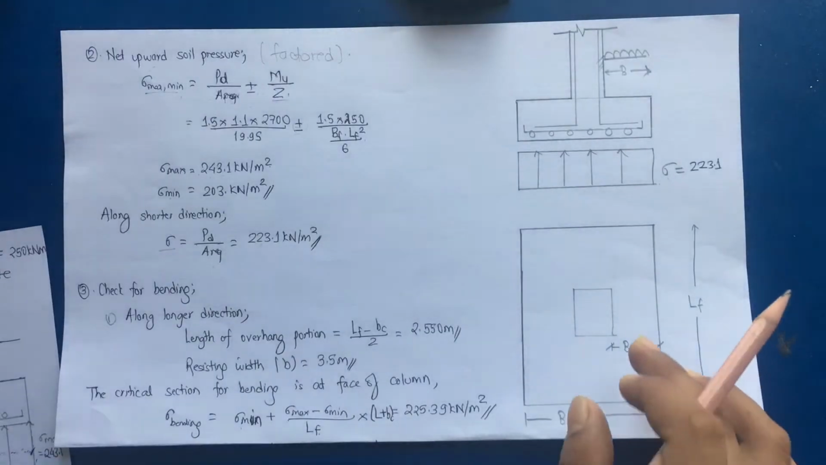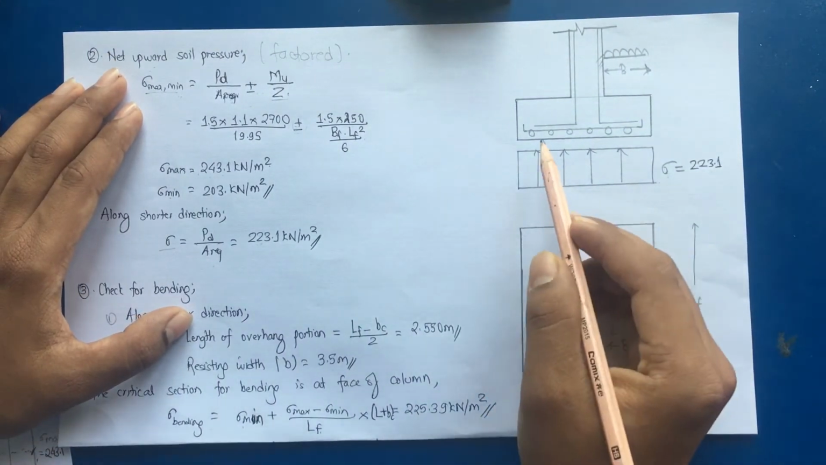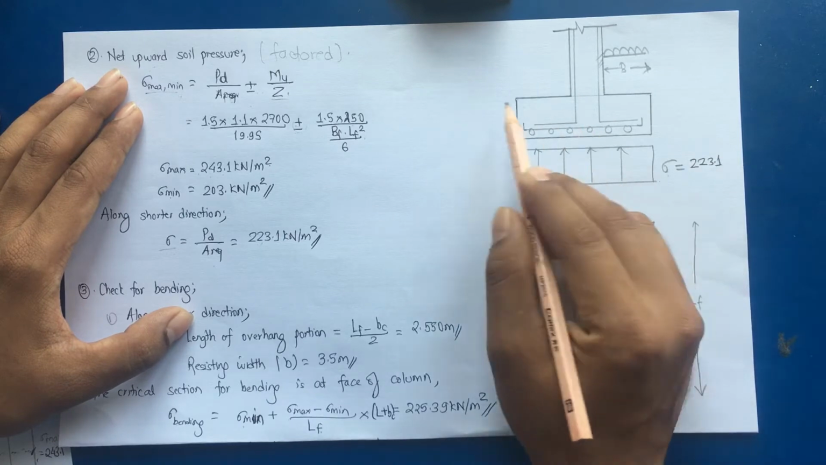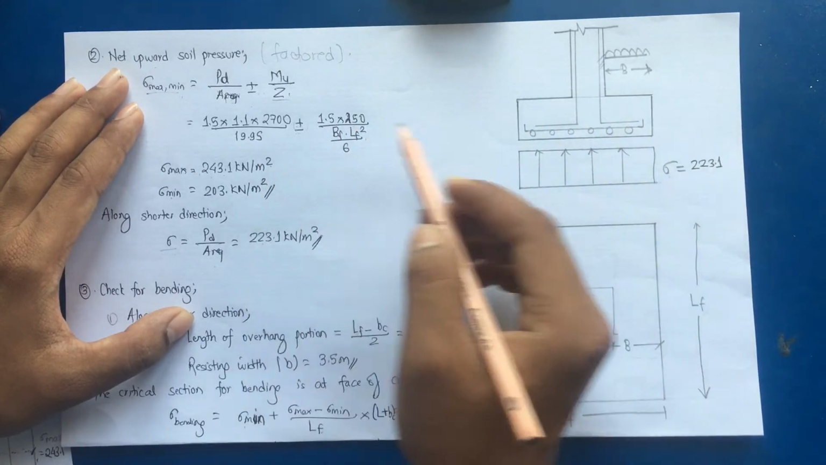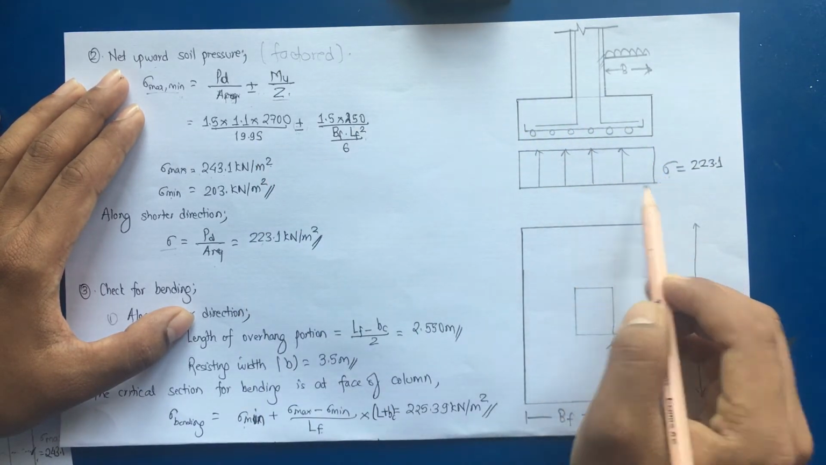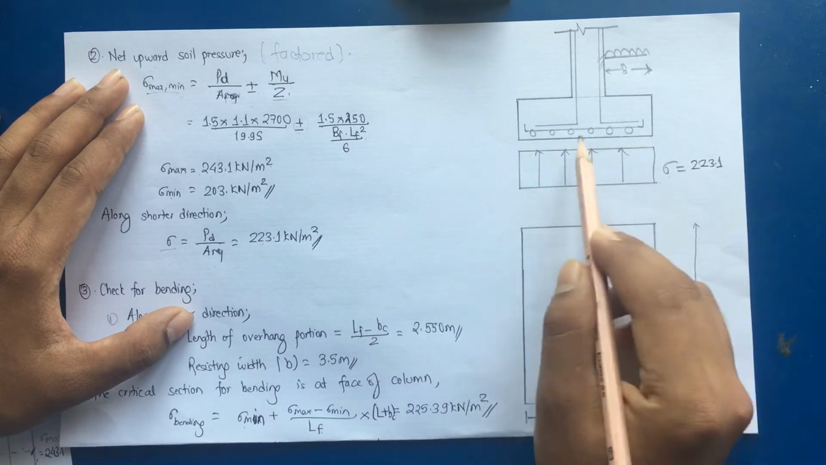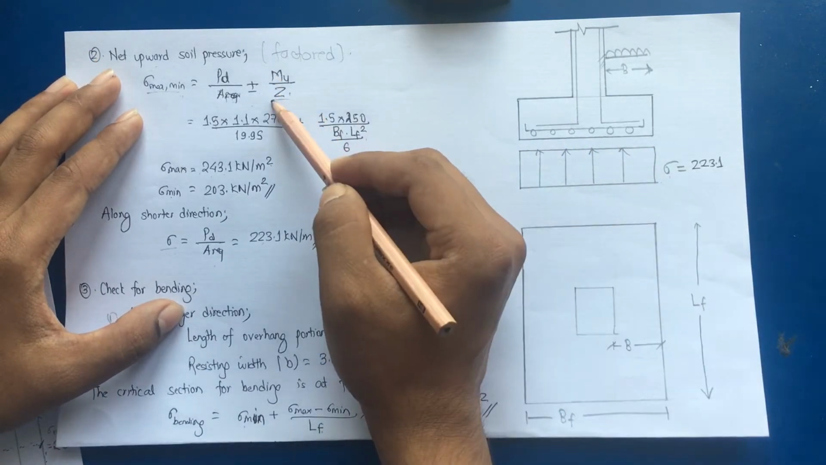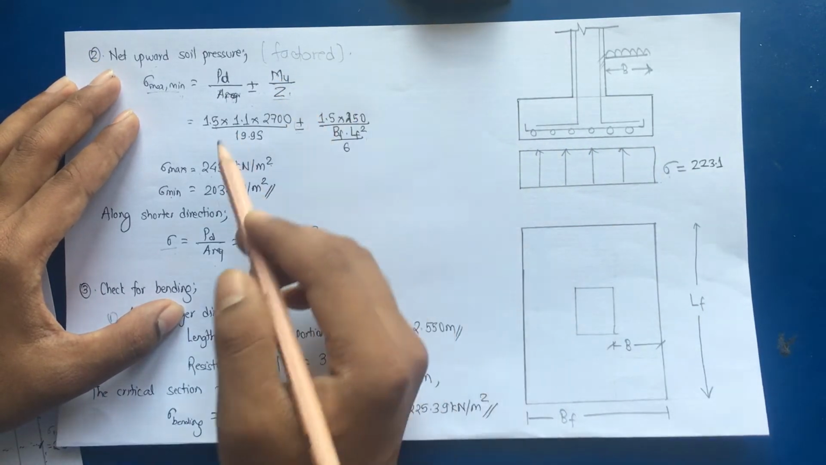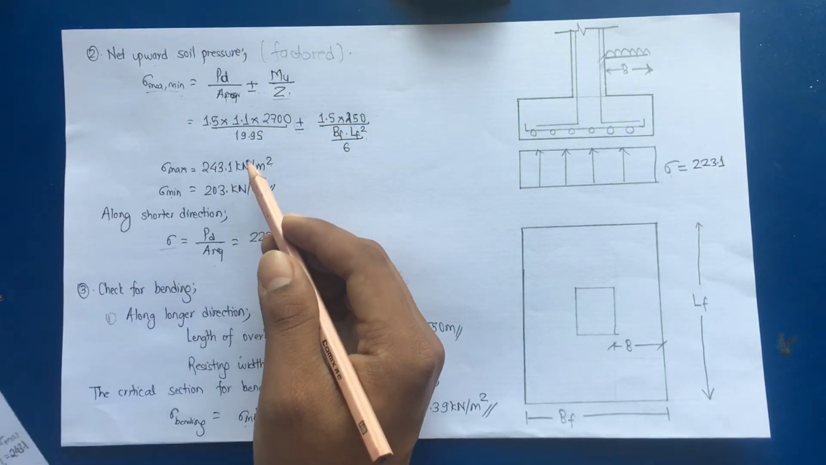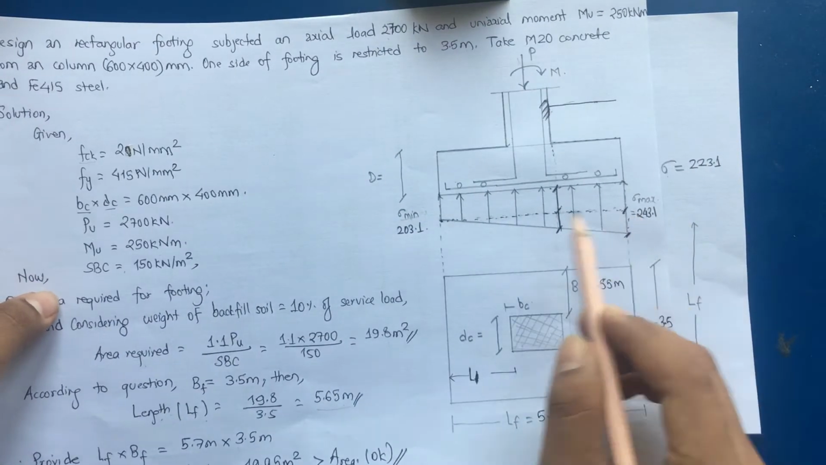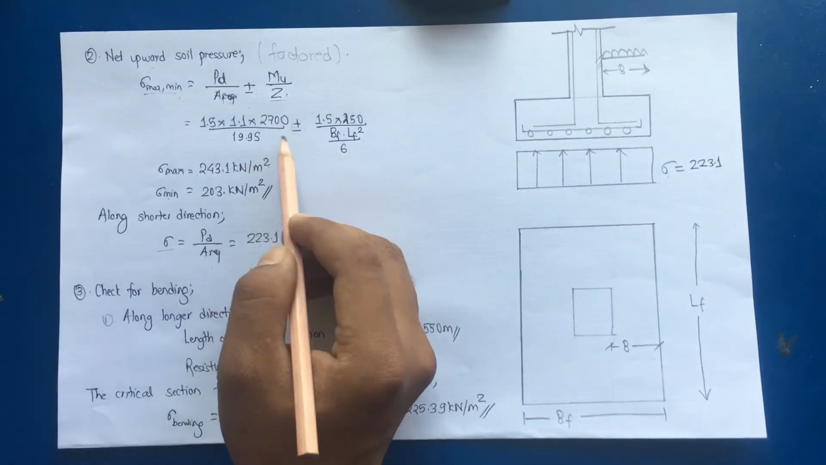Whereas in the shorter side, so considering this as the shorter side, as there is axial load only, there is no moment in this direction, so it will have a uniform pressure distribution at the base of the footing. Okay, so that is the term Mu/Z will be 0. Hence along the longer side we have sigma max and sigma minimum considering the plus minus sign.